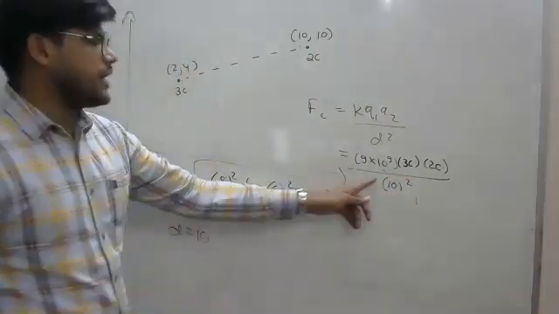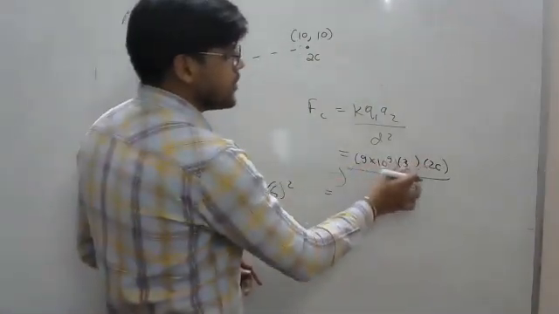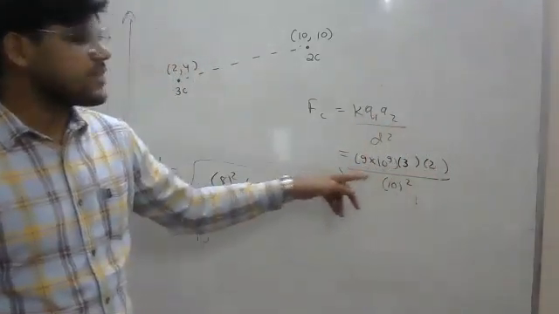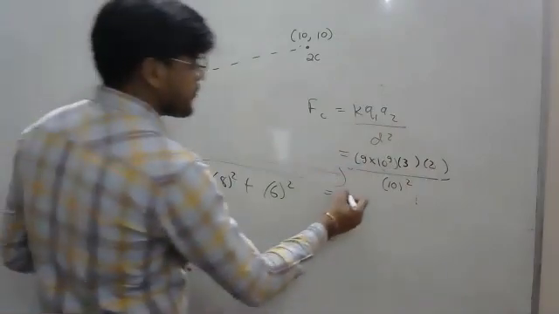So here I'll be writing 10 square. 9 into 10 raised to 9 into 3 into 2. This is coulomb. No need to mention unit as of now. 3 2s are 6. And 6 9s will be 54.